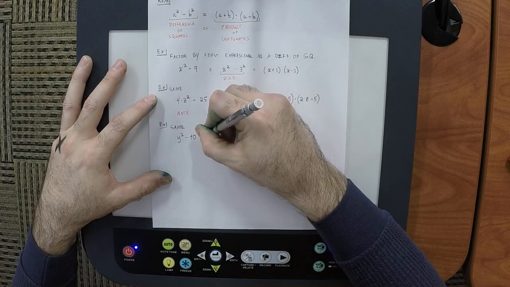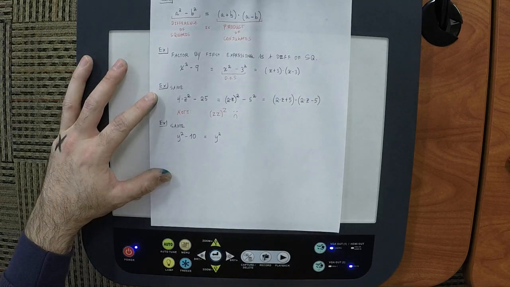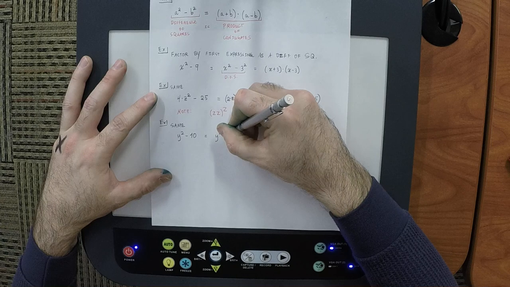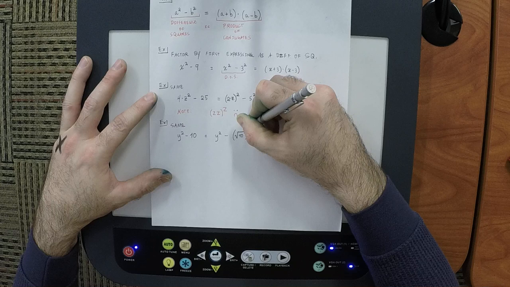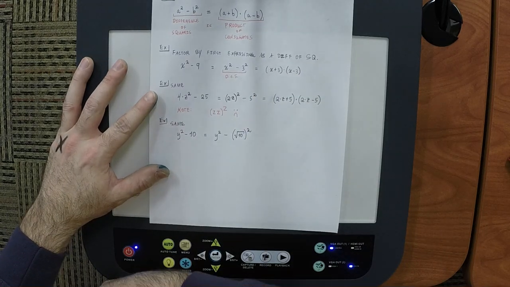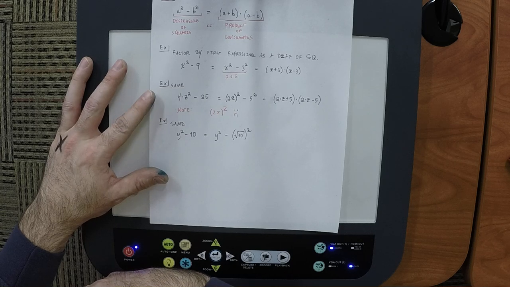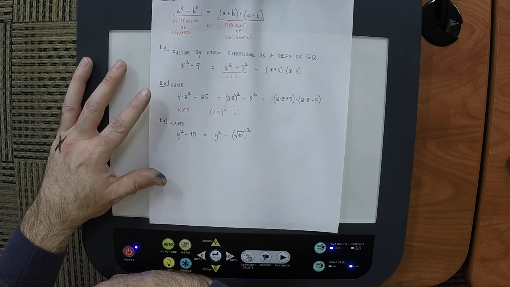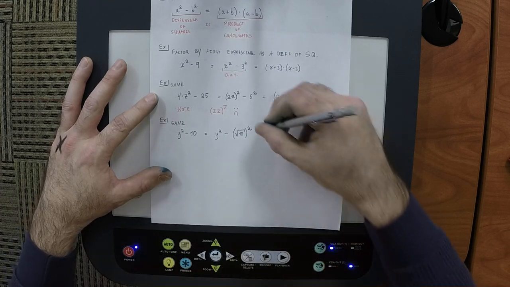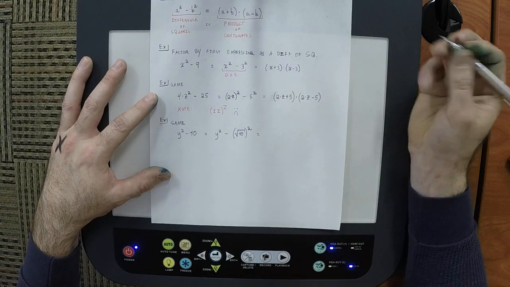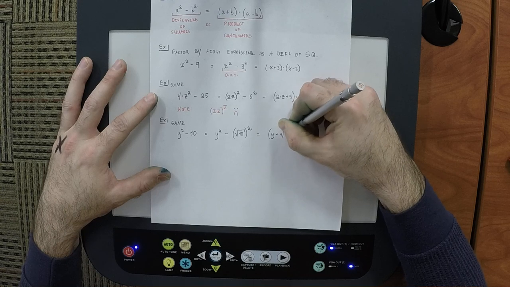So we'll write it as, well, y squared is already written as a square, so it's fine. We just copy it. And then minus square root of 10 squared. Right? Because what is the square root of 10 squared? It's 10. Okay. So then what's the answer? Very good.